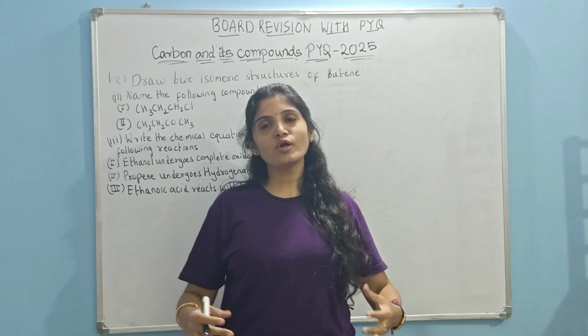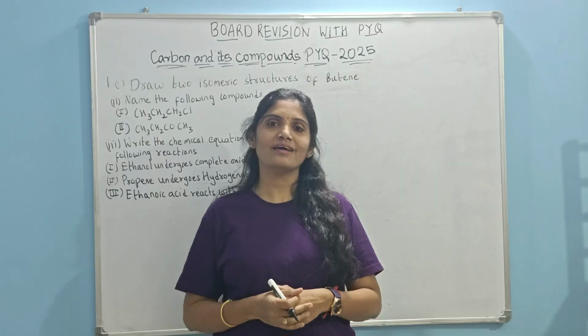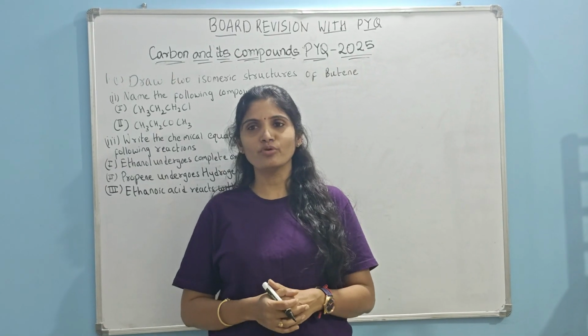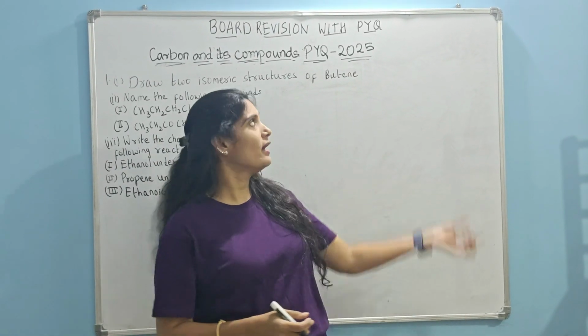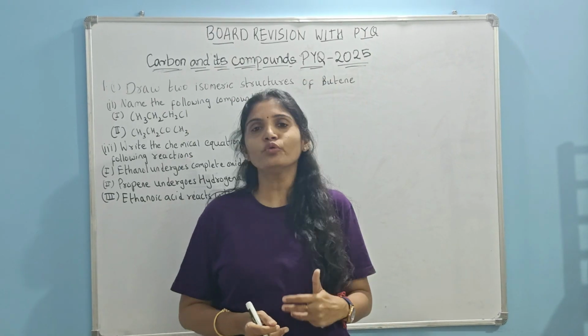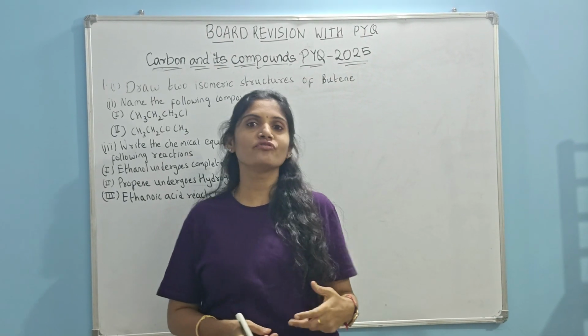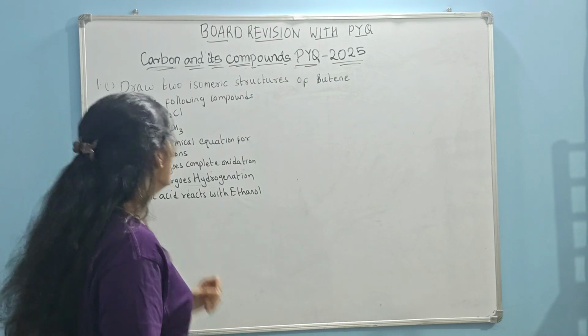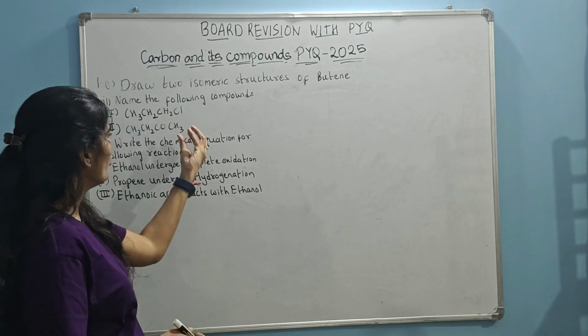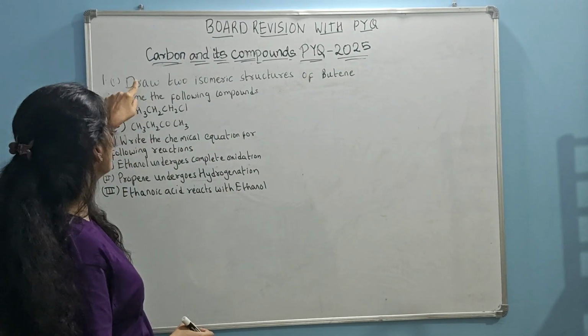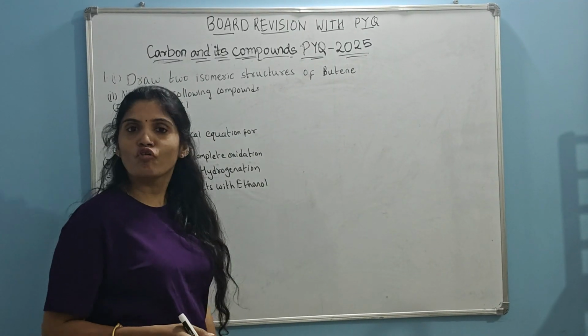To have a better understanding of how to solve questions in the board exam with respect to carbon and its compounds, let us solve a few PYQs. Today I'm focusing on the PYQs for the year 2025. This would help you to approach the questions in a better way. The question has many sub parts. Let us see the first part: draw two isomeric structures of butene.